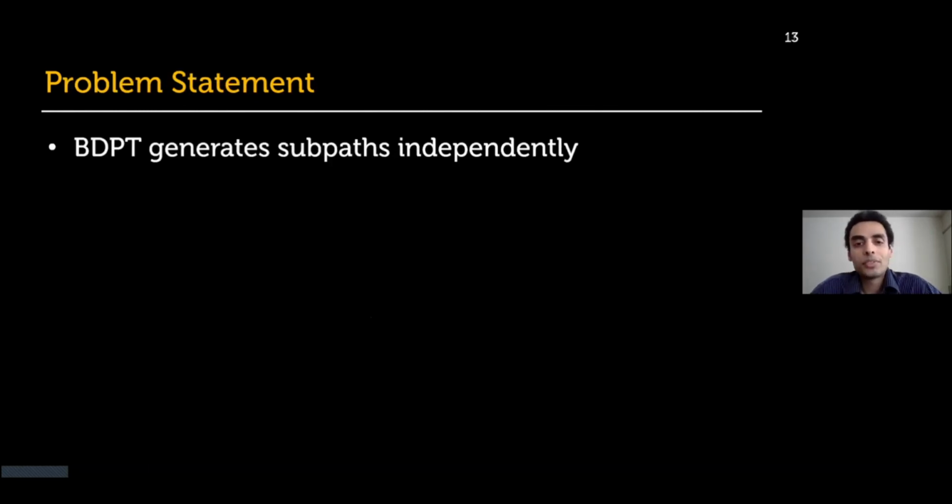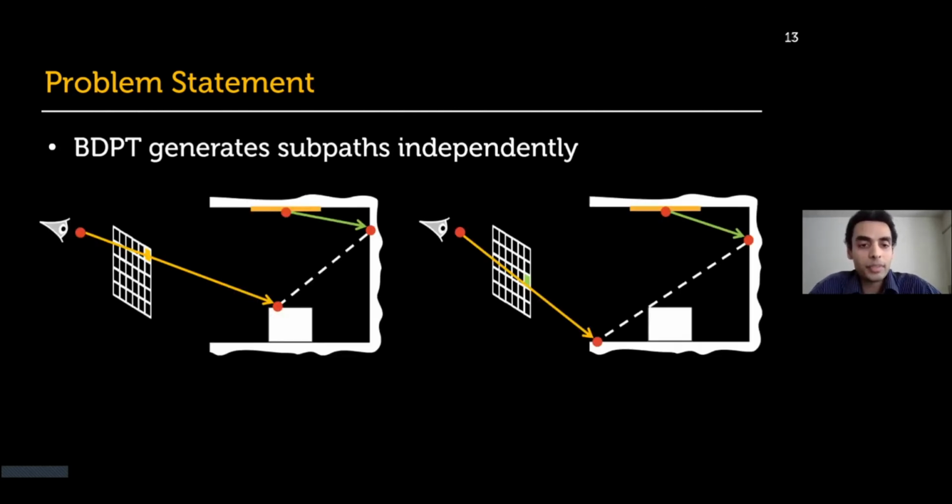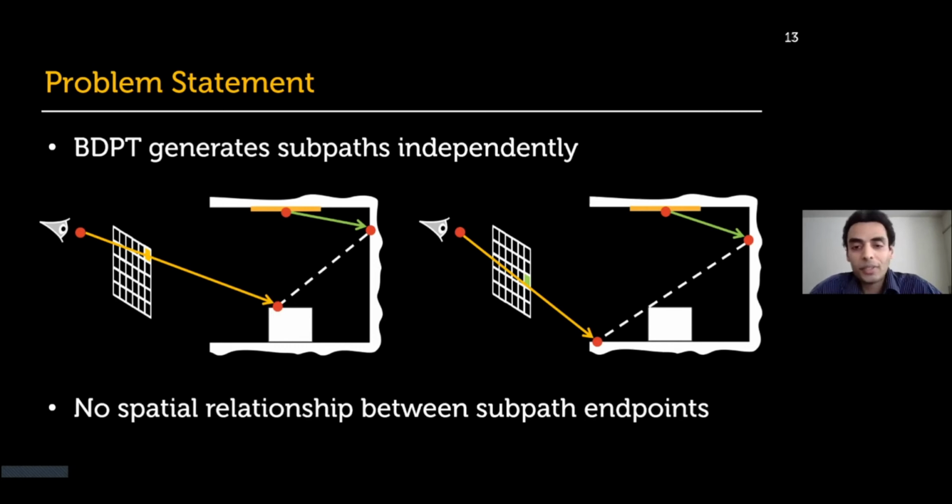We made two observations with bidirectional path tracing. It samples and connects paths independently for each pixel. For example, we show two examples of pixels with a light transport length of 3. There is no spatial relationship between the subpath endpoints across these two images as they were generated independently. Bidirectional path tracing does not exploit the benefits of stratified sampling.